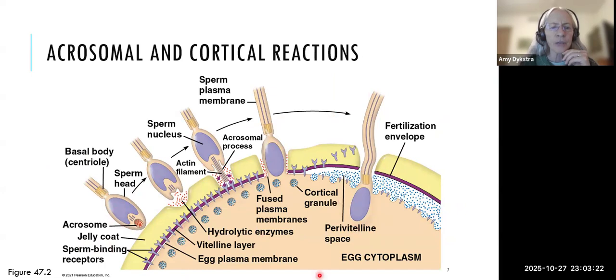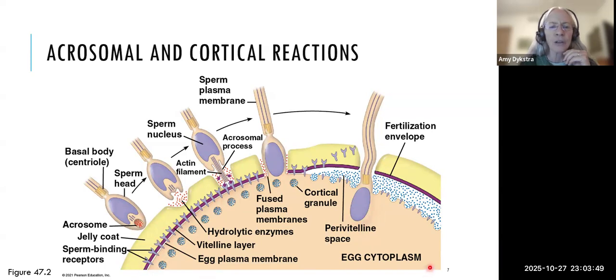And so let's just look at the structure of the egg. This is the egg. This is the egg cytoplasm. Surrounding the egg is this jelly coat. And the outside of the egg is going to be the plasma membrane that surrounds the egg. In between the jelly coat and the egg plasma membrane is this purple layer, at least in this diagram, it's purple.